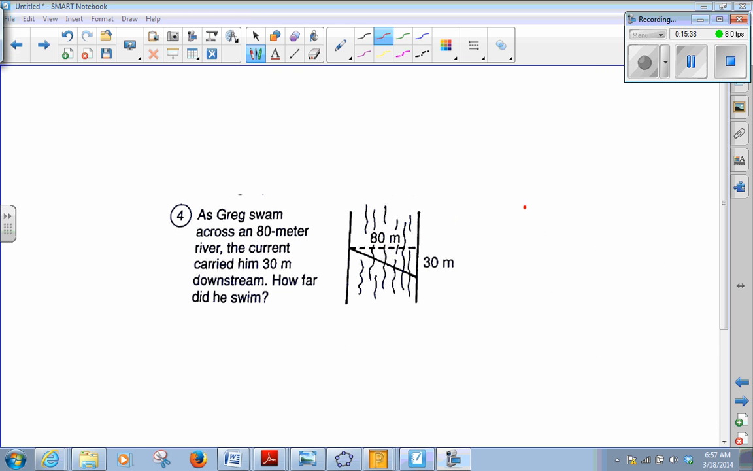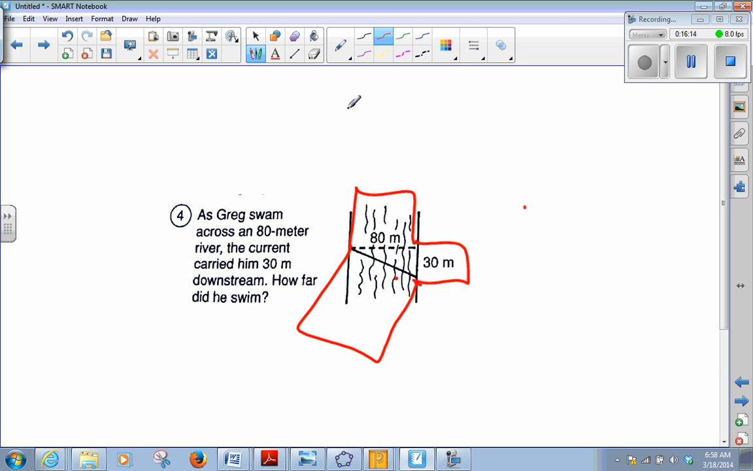So as Greg swam across an 80-meter river, the current carried him 30 miles downstream. How far did he swim? So basically, as he's swimming in this direction, he's kind of getting pulled by the current down this way a little bit. So this is the distance that he traveled. Notice it's made a little imaginary right triangle. So in your imaginary right triangle, the distance that he swam is the longest side. So these are going to be my legs. This is going to be my hypotenuse.